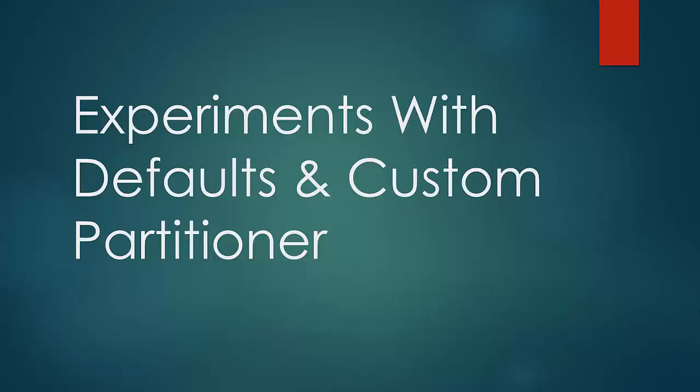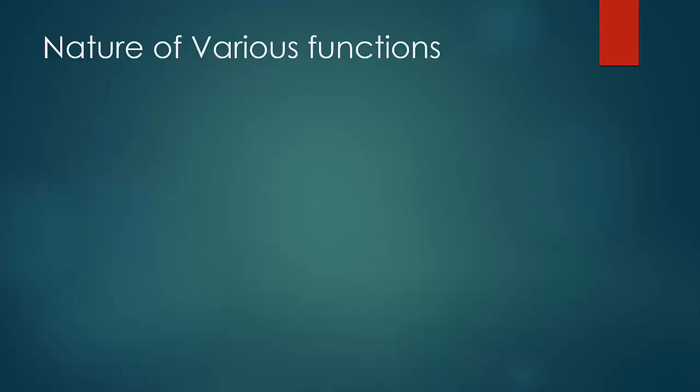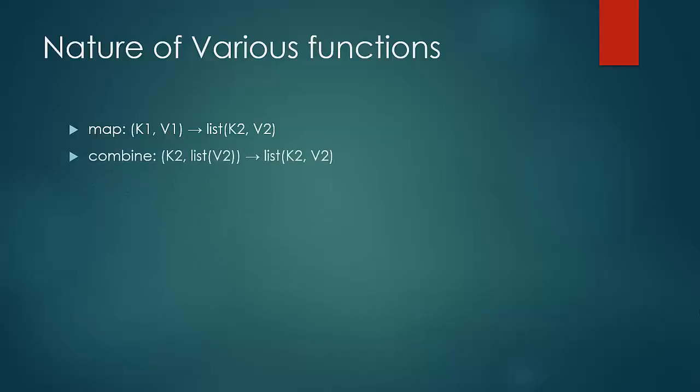Let us revisit map, combine and reduce functions and see them in a notation form. Map takes keys and values as input and outputs a list of keys and values. Combiner takes input as a key and list of values corresponding to the key and produces the list of keys and values. Exactly the same is the case with the reduce function. Hence, in implementation, combiner extends reducer class.